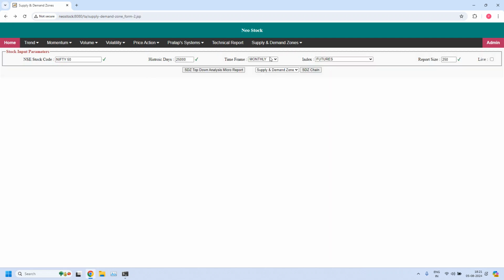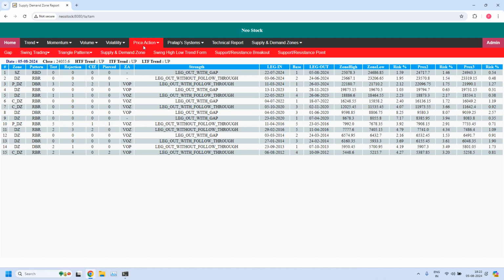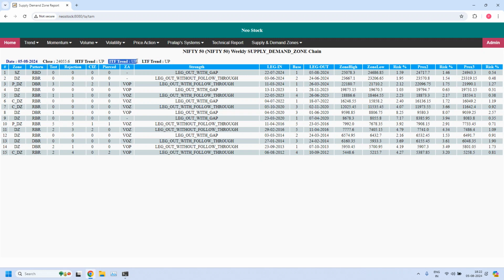Okay, the next time frame is weekly, generating the weekly supply demand zone chain. Previously I forgot to tell you, you should also look into the trend. Whichever time frame you select, that is the LTF trend, and one time frame higher, and one more time frame higher, HTF. In this example, it is a weekly trend, a monthly trend, and a quarterly trend. That way you have to understand. Okay, the next supply demand zone chain, the weekly zone is already available for NIFTY.